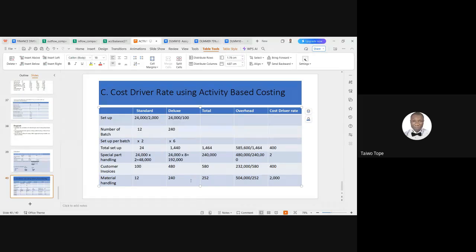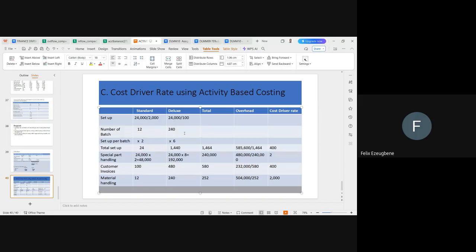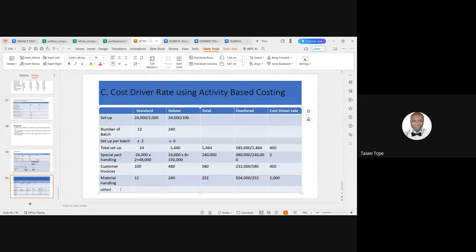So now the next activity is what? Other overheads. What is the story about other overheads? Labor hours.